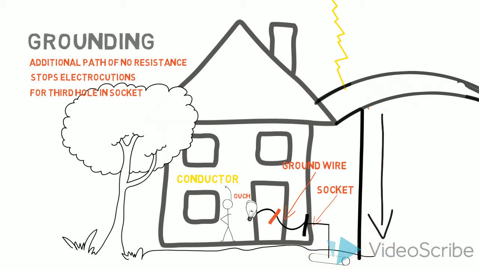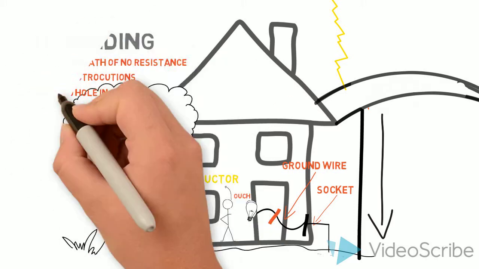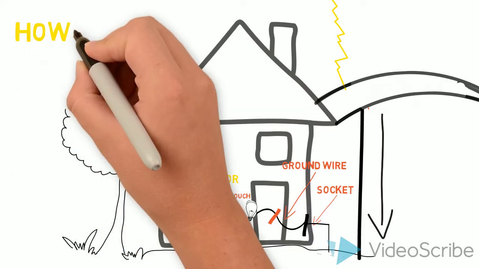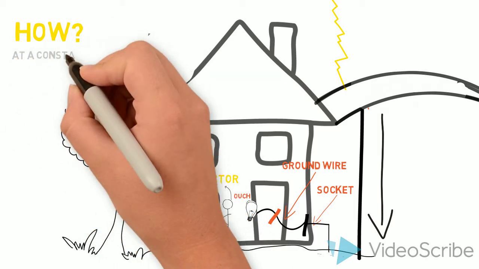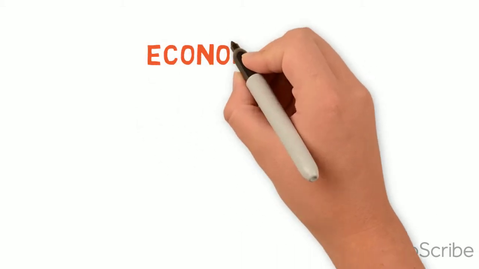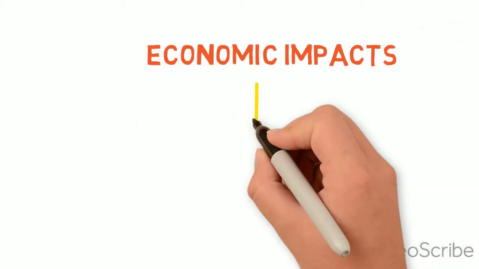The wire is connected to a water pipe below the house or a metal rod driven into the ground. The ground wire provides a direct path of no resistance down to the ground, so it is what will be chosen by the electricity, all made possible because it tends to stay at a constant voltage. This is all great, as it stops many a death, yet it may also have some impacts on the economy.